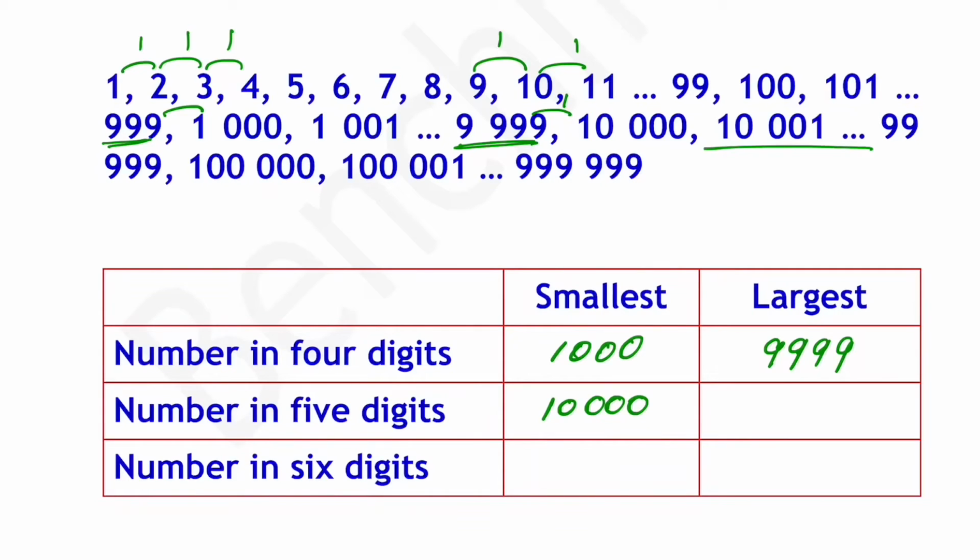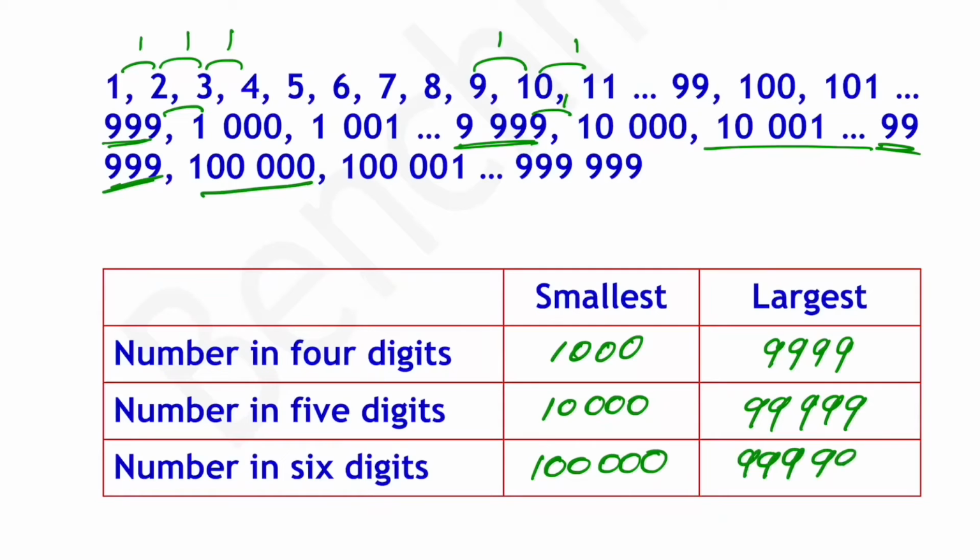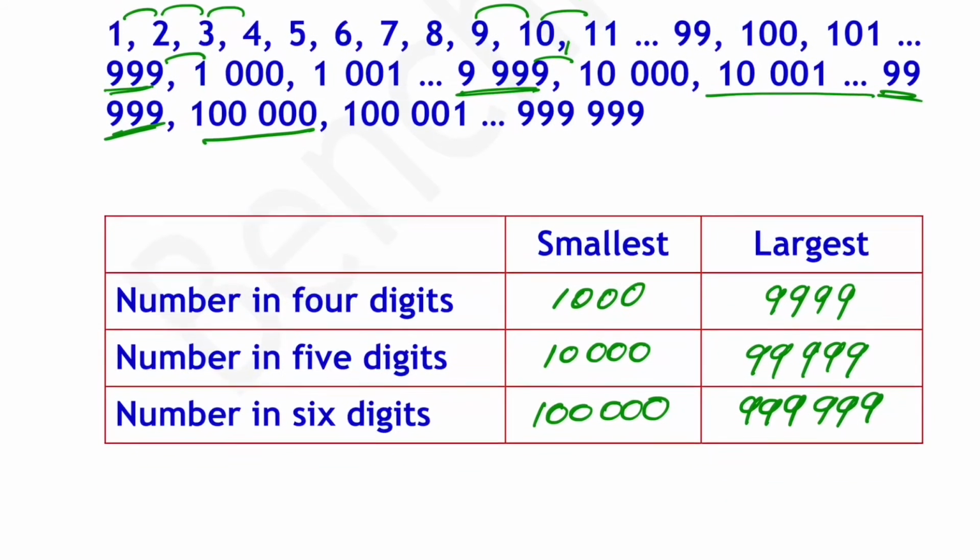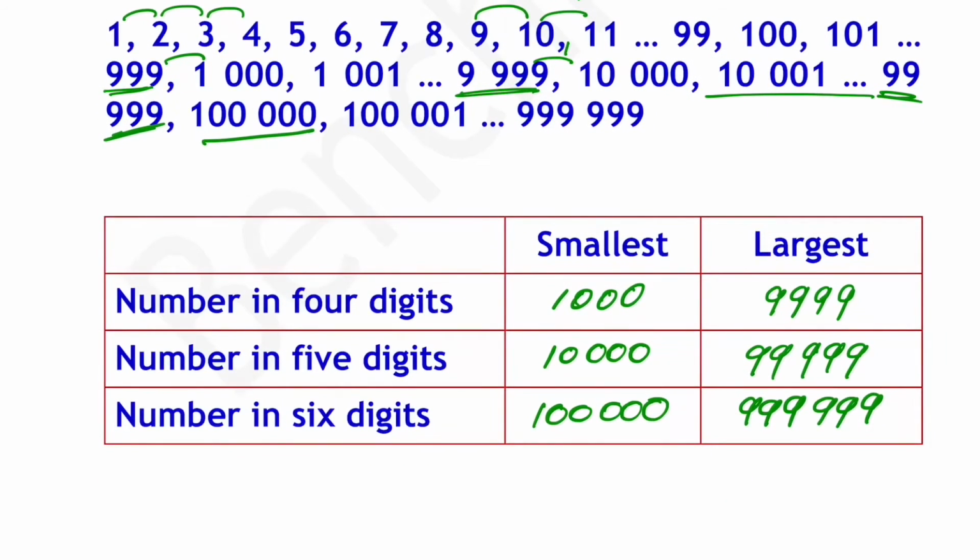Then it will go on to 99,999, the largest 5 digit number. Then look, it will be 100,000, and thereafter the largest 6 digit number will be 999,999. The values are accumulated in this manner.